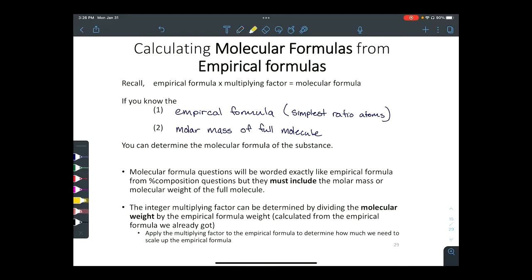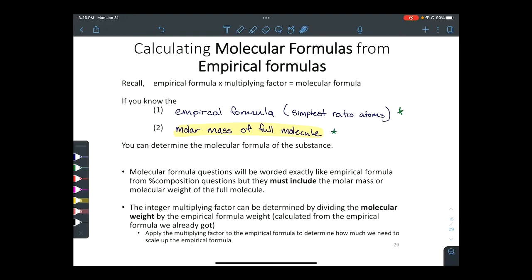So in order to calculate a molecular formula, we need to know the molar mass of the full molecule. If we know the empirical formula, so the simplest ratio, and if we know the molar mass of the full molecule, we can essentially figure out how we can scale up our empirical formula. What is the multiplier to figure out the full molecular formula? So this is the extra bit of information.